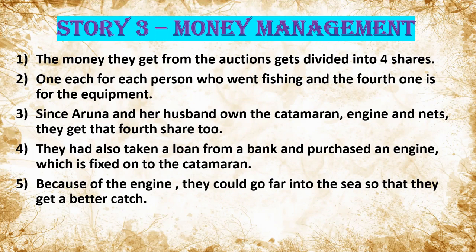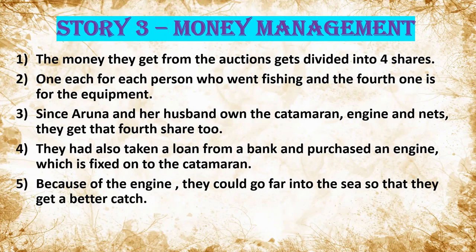Now, let us discuss their money management, how they manage the money. Right. So, after selling the fish, there was a division of money among four shares. First is for Parivelin, second for the brother, third for the brother-in-law, and the last, fourth one is for the equipment which they use, like catamaran, engine, fishing net, etc. As the catamaran, engine and nets belong to Aruna and her husband, they get the fourth share.